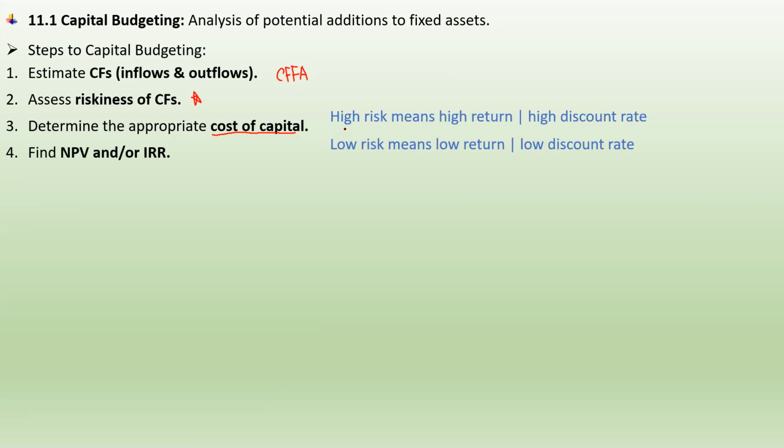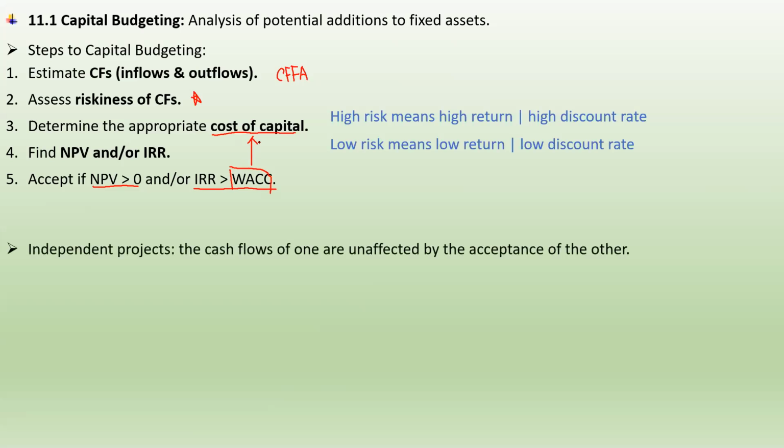And then we can use those two major investment criteria, net present value and the internal rate of return, to determine whether we should accept or reject the project. The criteria: if the net present value is greater than 0, we accept it. If the internal rate of return is greater than the weighted average cost of capital, which is the cost of capital here, then we accept it. But we will talk about that later in more detail.